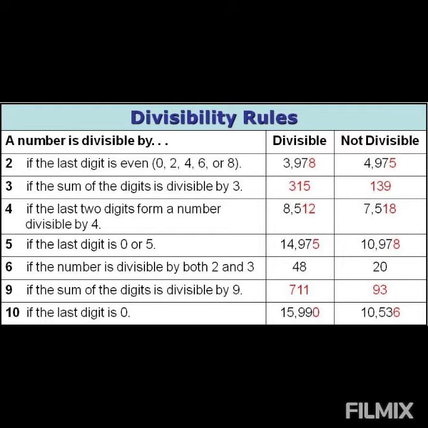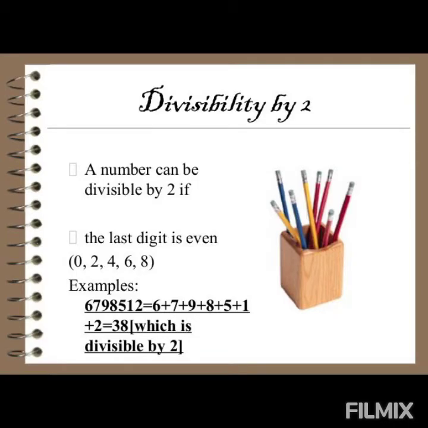Now let's see the divisibility rule for 10. If the last digit, means ones digit, is 0, it means the number is divisible by 10. Let us revise the divisibility rule for 2.